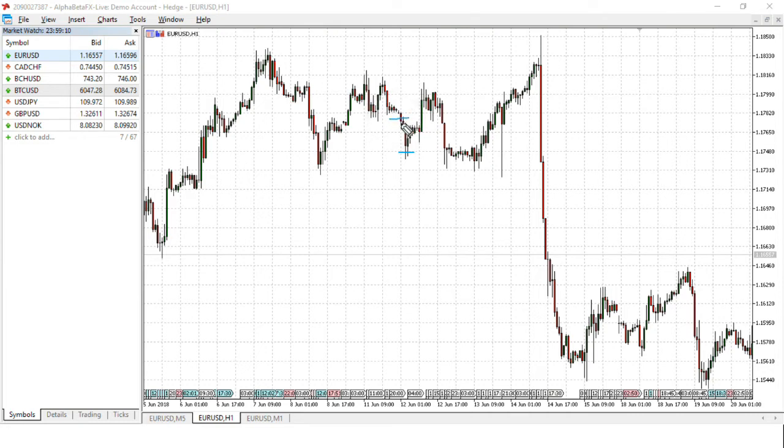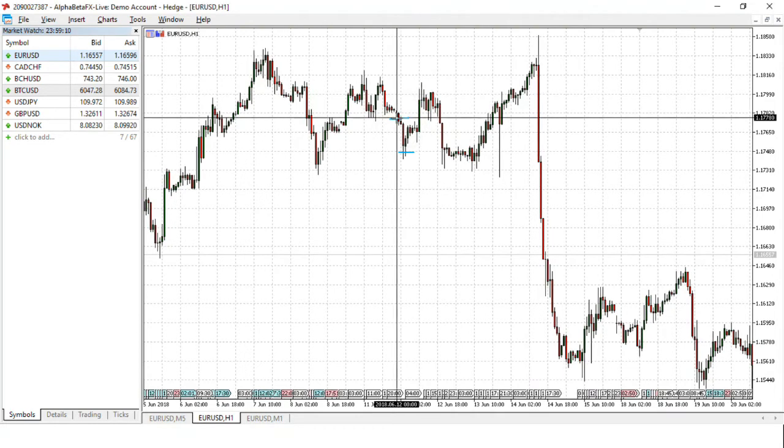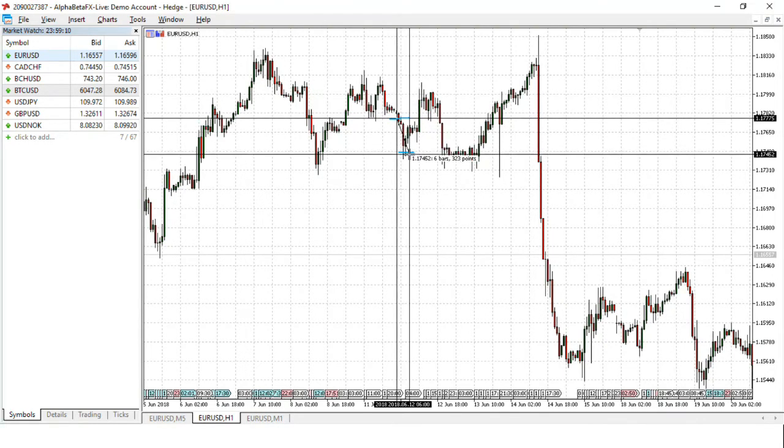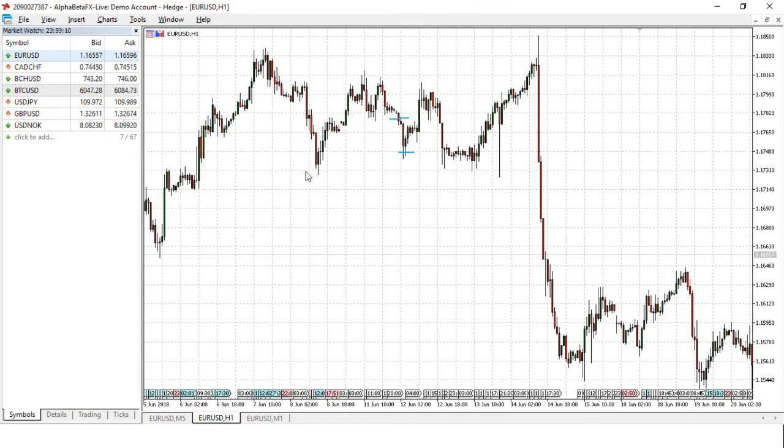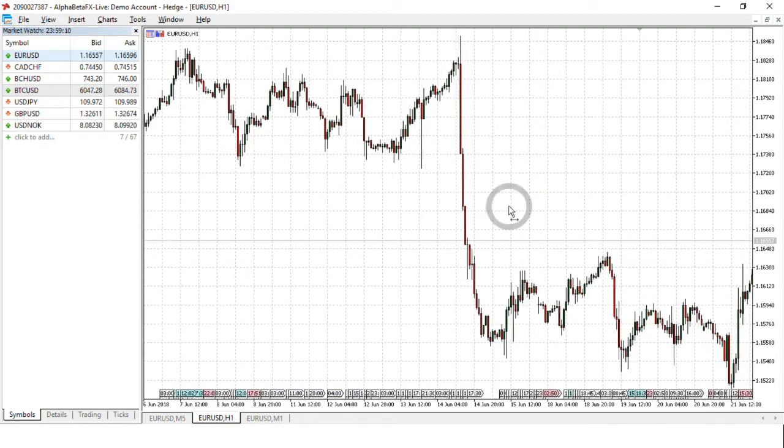So how many pips has it fallen so far? We can check over here. The market has fallen 323 points, or 32 pips, 31 pips. So this was a good scalping position we could have had here.